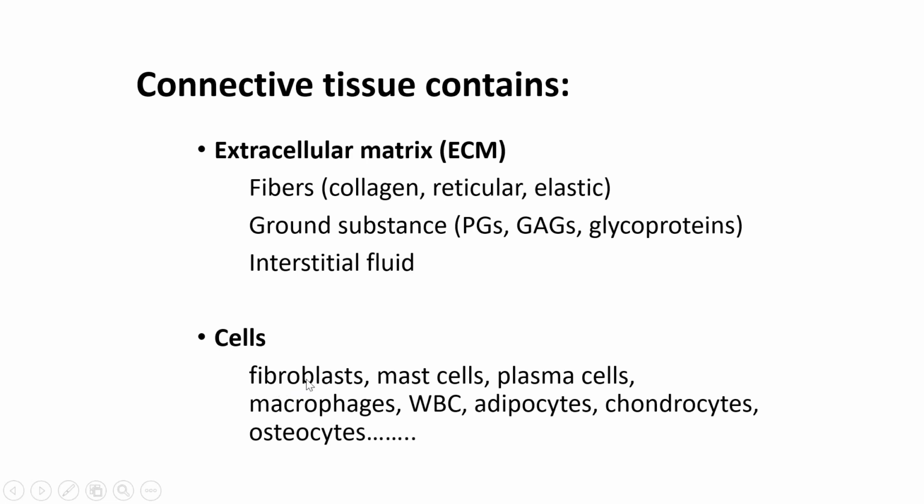Cells that we're going to look at are fibroblasts that make the matrix, mast cells, plasma cells, macrophages, the white blood cells, the adipocytes, and then we get into some that we see in the specialized connective tissue, and those are the chondrocytes and the osteocytes. This clearly is not an exhaustive list.